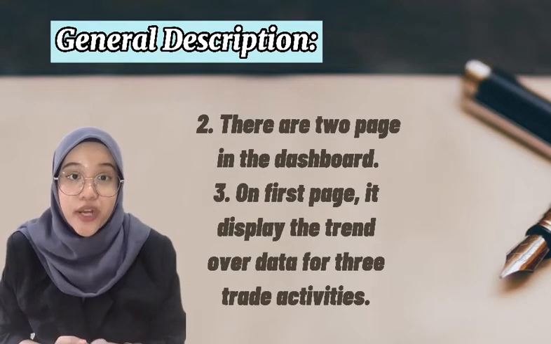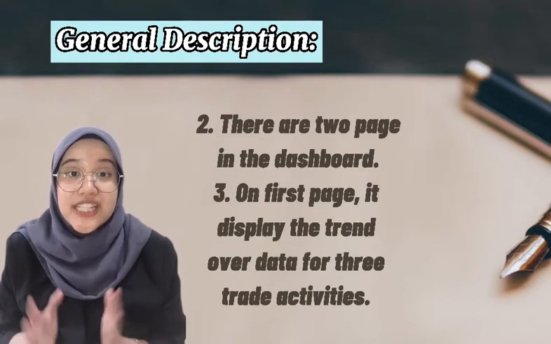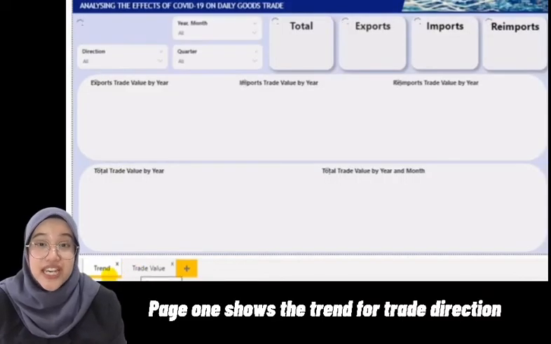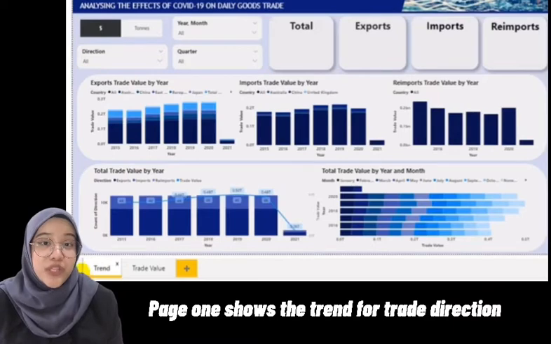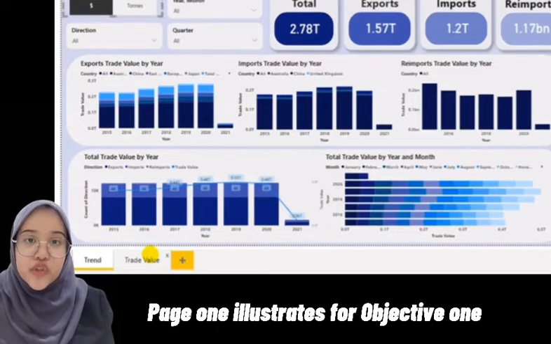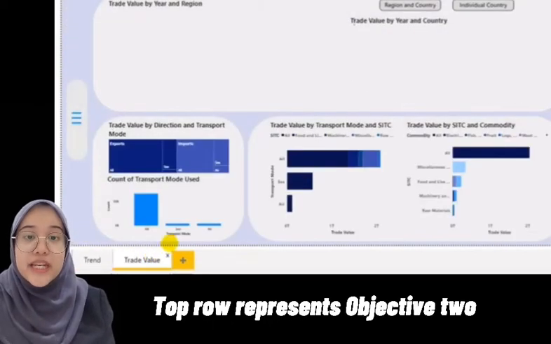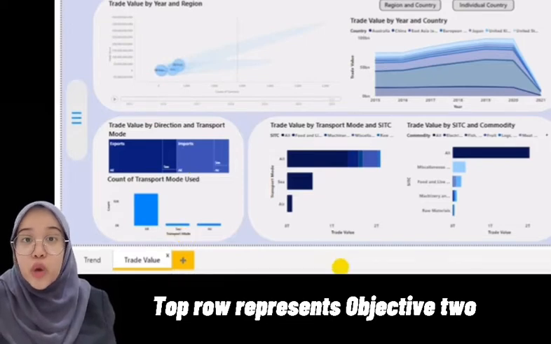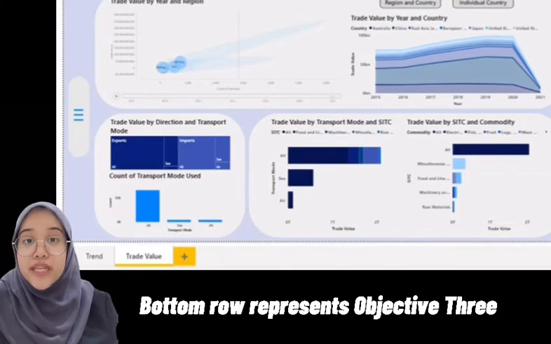In our dashboard, there are two pages, which are the trend page and the trade value page. The first page is mostly used to display the trend between three trade activities, which are import, export and re-import. Page 1 illustrates objective 1. Meanwhile, page 2 is the trade value page, where the top row represents objective 2 and the bottom row represents objective 3.